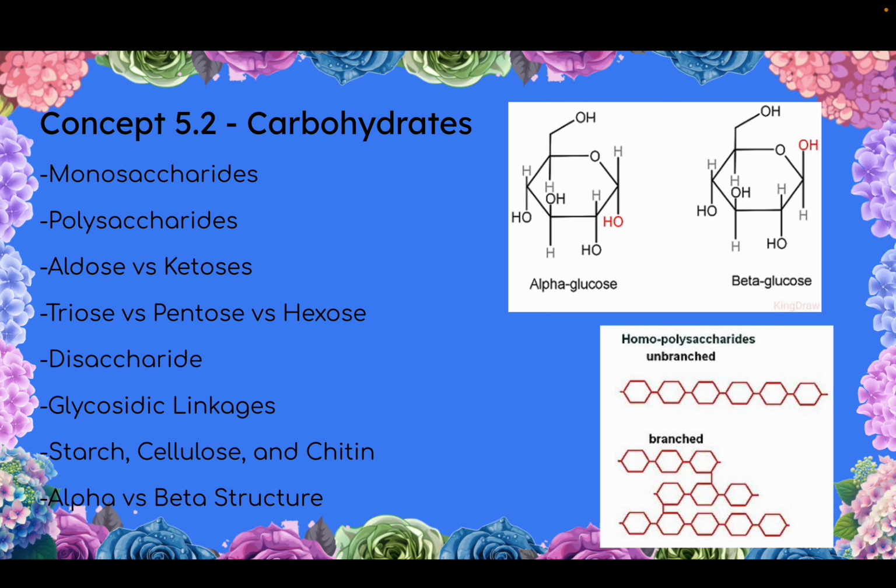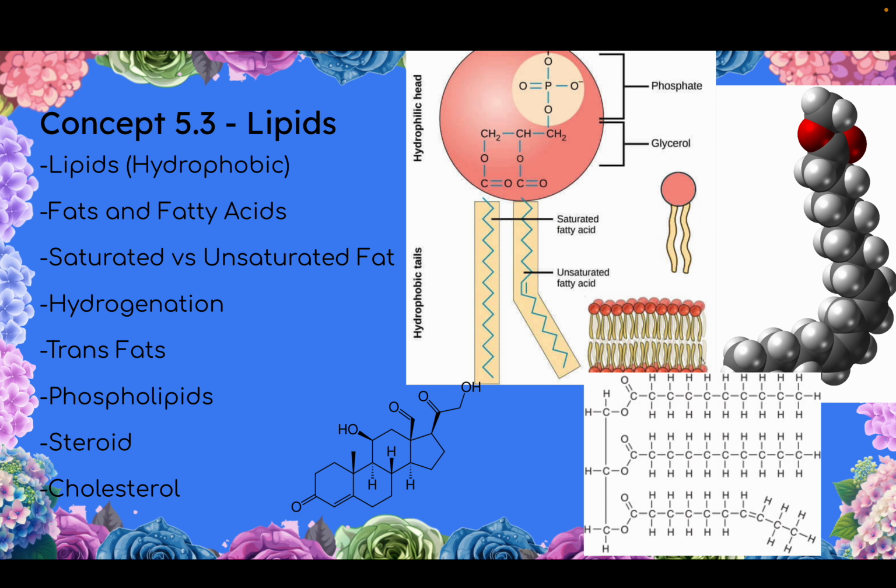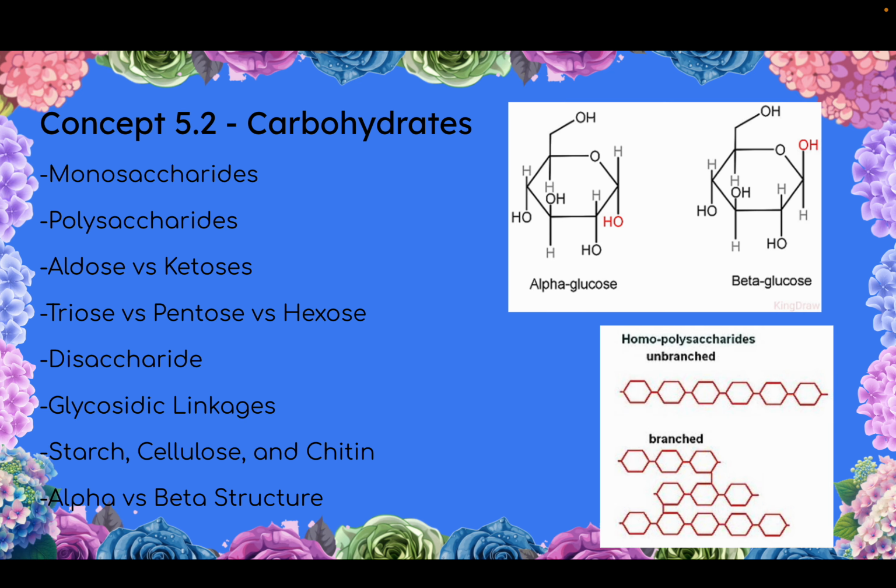For carbohydrates, the monomer is monosaccharides, and the polymer is polysaccharides. That makes sense. Monosaccharides make up the polysaccharides, and they're all made up of hydrogen, oxygen, and carbon. I don't have a graph of what the chemical structure looks like, but mainly it's a carbon skeleton, a carbon backbone.